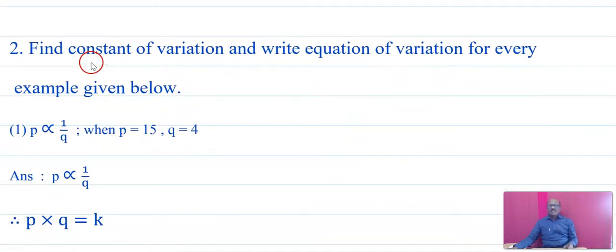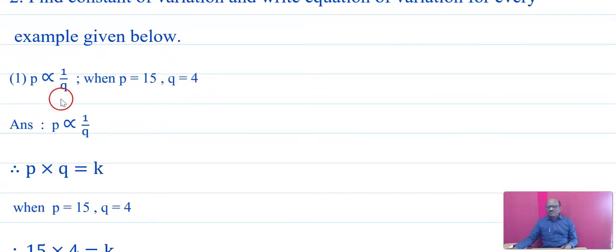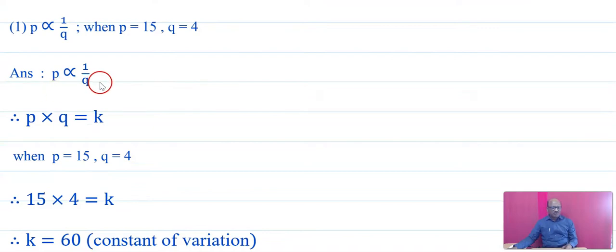Find the constant of variation and write the equation of the variation for every example given below. Now P is inversely proportional to Q, when P is 15 and Q is equal to 4. Here P is inversely proportional to Q. Therefore we can write that P is equal to K upon Q. Therefore it is written as P into Q is equal to K.